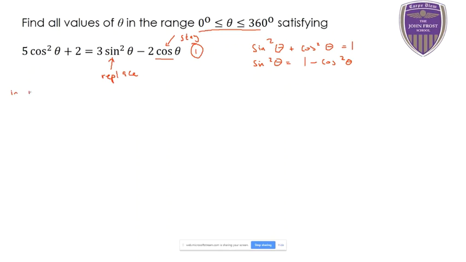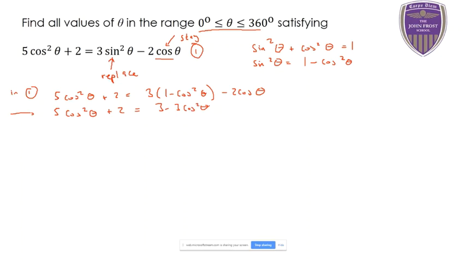And you can put that into equation 1. So wherever you see sine squared theta now, you're going to put in 1 minus cos squared theta. So the first term is going to stay as it is, and so is the second term. This is going to be 3 times 1 minus cos squared theta minus 2 cos theta. So I'll expand the brackets on the right-hand side first of all, and you're going to get 3 minus 3 cos squared theta, sorry, minus 2 cos theta.